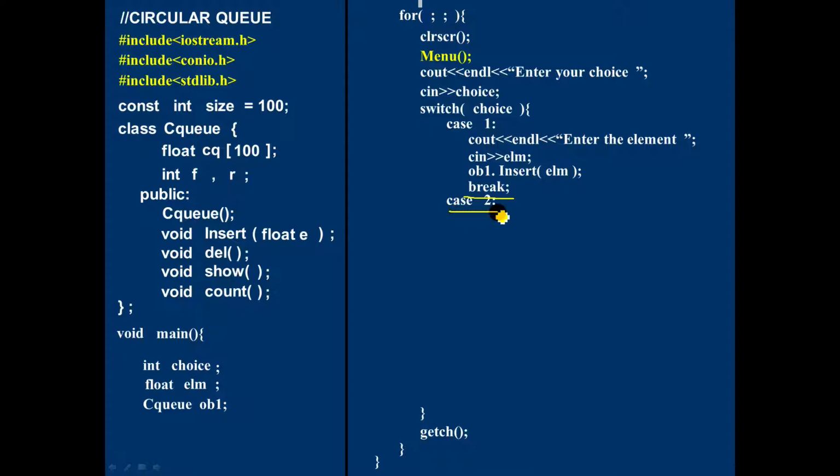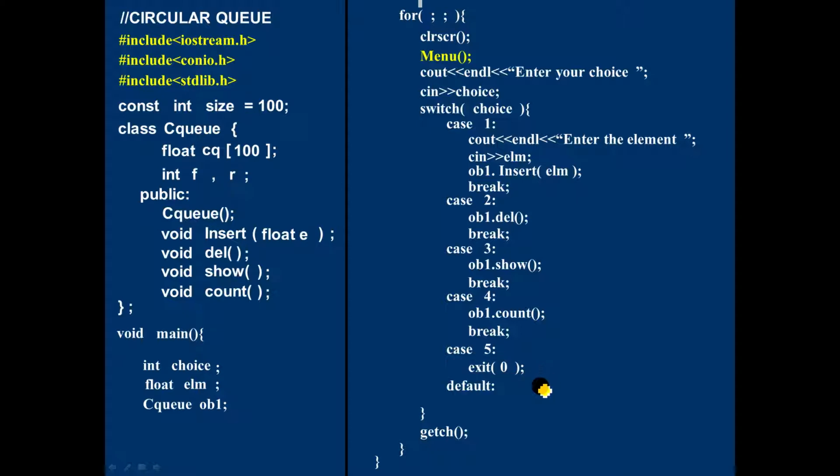Case 2, to delete an element from circular queue. So it is ob1.del. Last statement is break. Case 3, display the elements of a circular queue. So ob1.show. The last statement is break. Case 4, count the number of elements of a circular queue. So ob1.count and break. Now case 5, exit from the program. So exit 0. Now there is a default case, wrong choice. So this is how you write the main function.